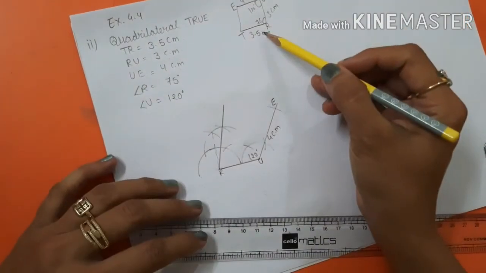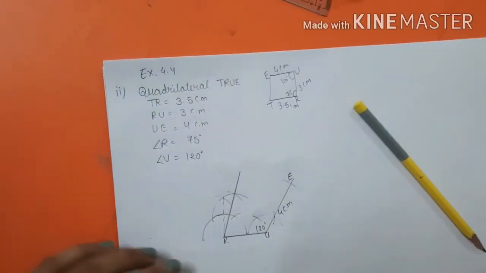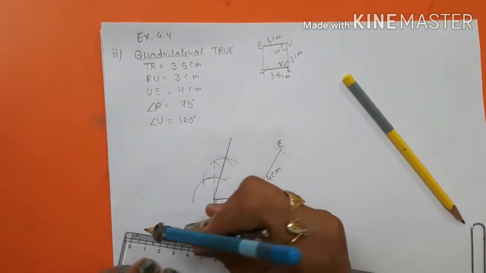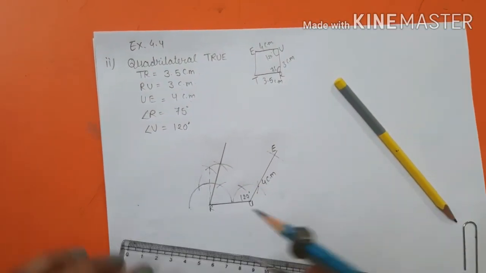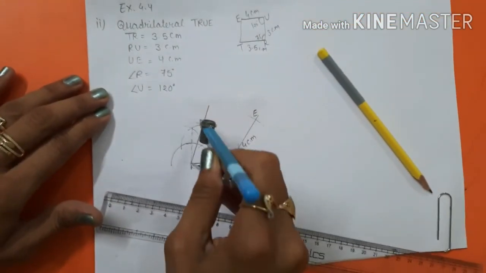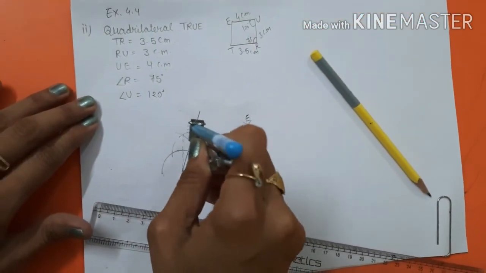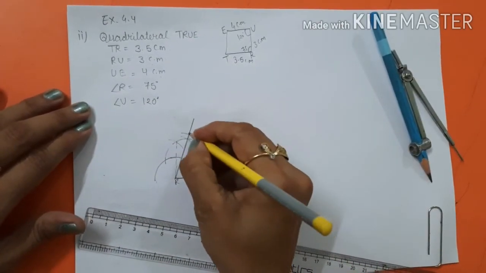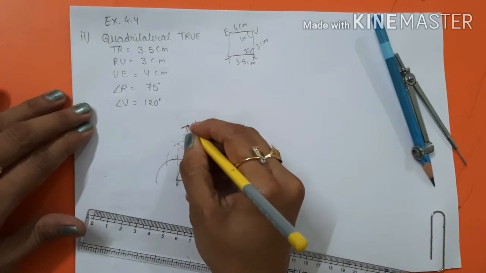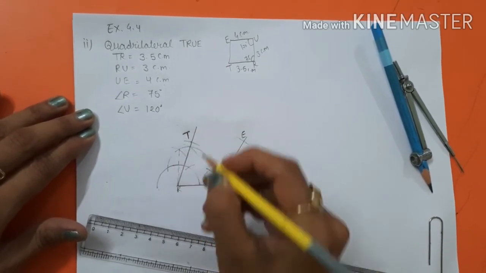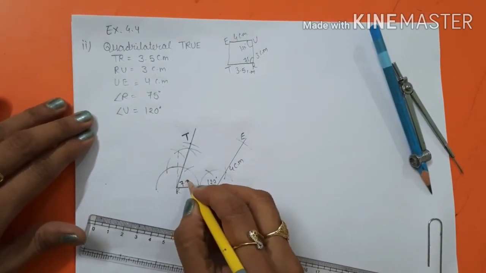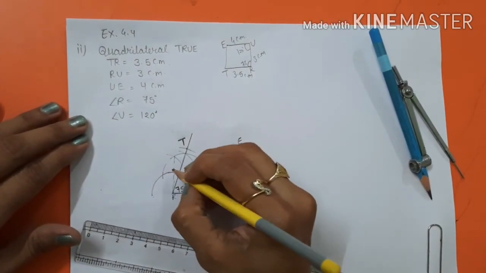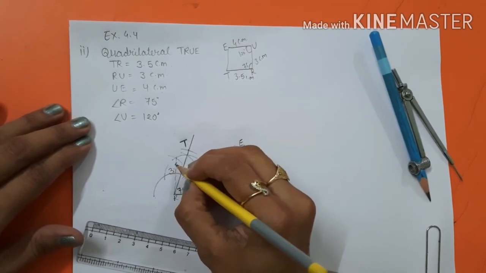Now RT is given 3.5 centimeters. So we'll cut an arc of 3.5 centimeters. So this point is point T. This angle is 75 and the side is 3.5 centimeters.